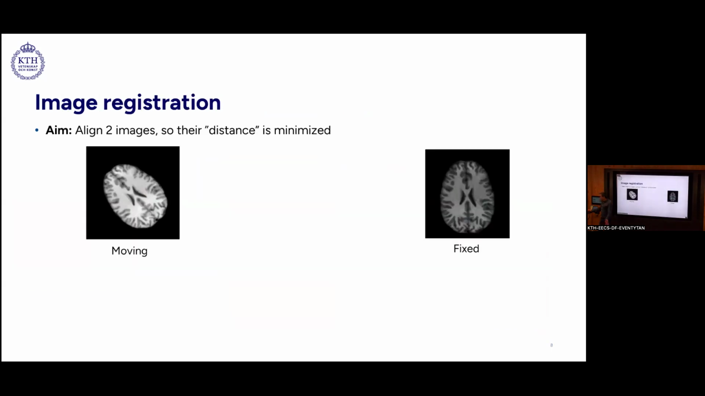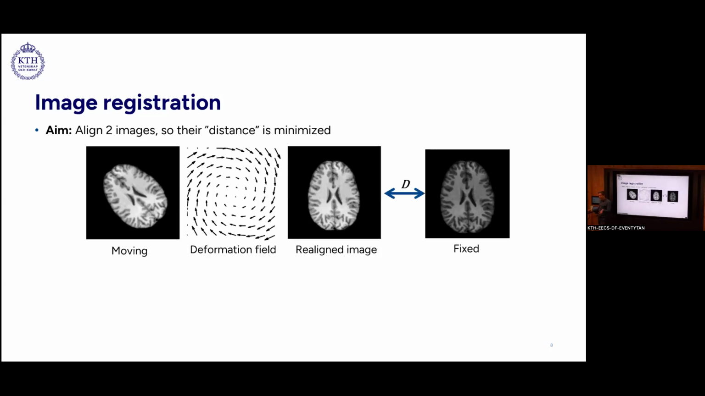Then we need to understand what registration is. The concept is simple to understand: you have two images, and basically you have to align them. That's it. Of course it's more complicated if you ask a computer to do it, but this is the main concept. You have these two images, and somehow you have to deform one to align it to the other.